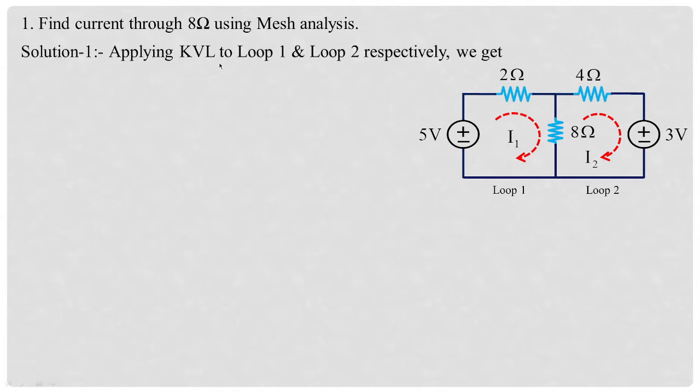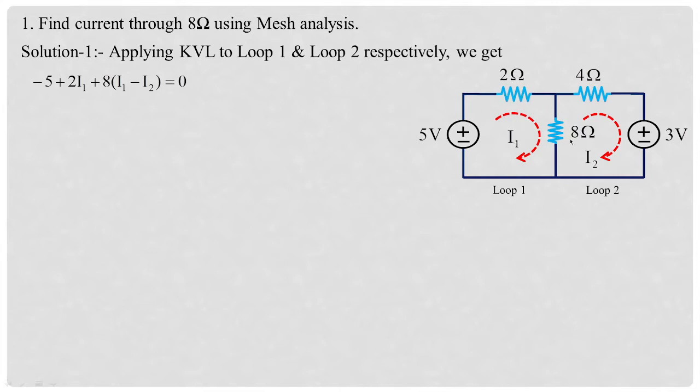So applying KVL to loop 1 and loop 2 respectively. First I'm going to apply it for loop 1, and then for loop 2. So you have 5 volts here and you have a negative sign over here. I consider this particular analysis according to my own way, by reading all different techniques. This technique will give you a better way to get the solution. So you have a loop and the voltage 5 volts, and this current I1, when it goes through 2 ohms, develops a voltage across 2 ohms.